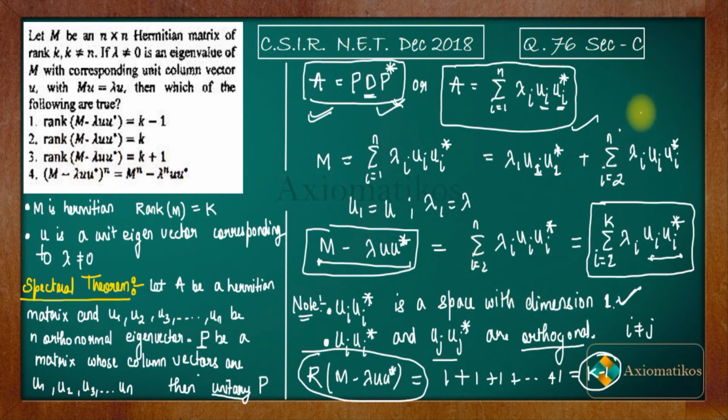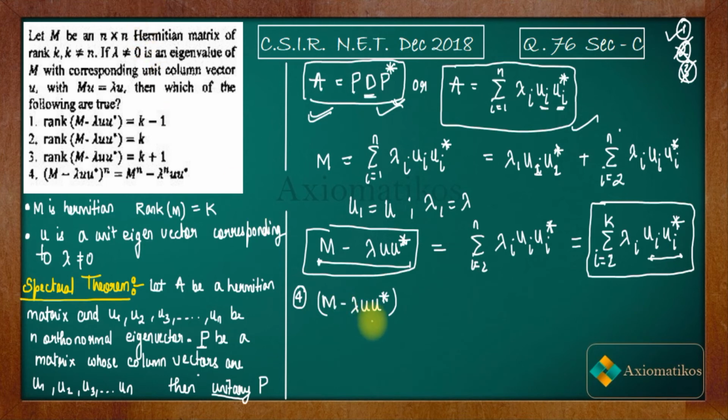So what we have done up till now is that the first is correct, and the second and third we discarded directly, because the first is correct, so how can the second and third be correct? Now we have to talk about the fourth option. So see, we have to show that M minus lambda uu star to the power n is equal to this. This is what we have to show.